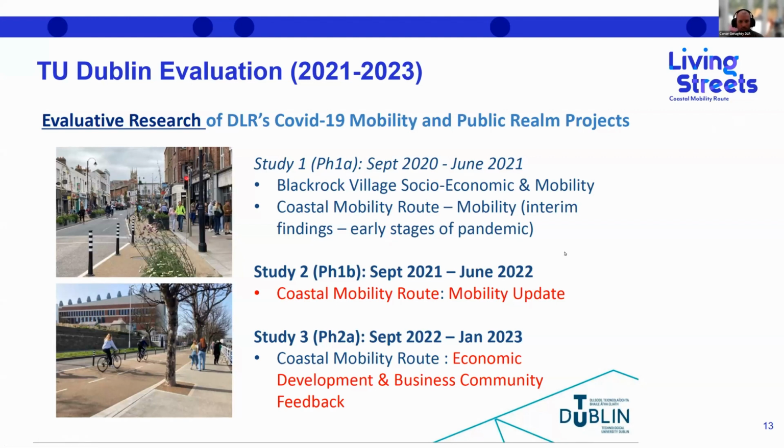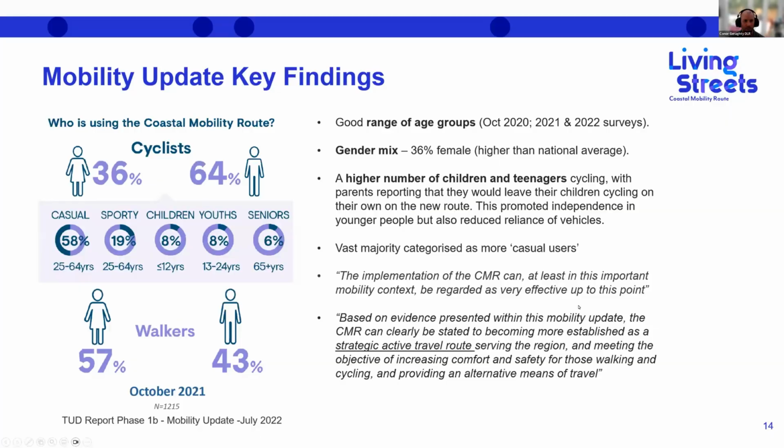The first study covered the Blackrock village and was a socioeconomic and mobility study. On foot of the recommendation in that study, we proposed the permanent Part 8 scheme, which was, as I mentioned already, adopted on the 3rd of July. Within that study, they did cover mobility along the Coastal Mobility Route, and then followed that up with a more longitudinal study. Phase 2 was September 21 to June 22, and then phase 3 was completed in January this year, and that also included an economic development and business community feedback survey.